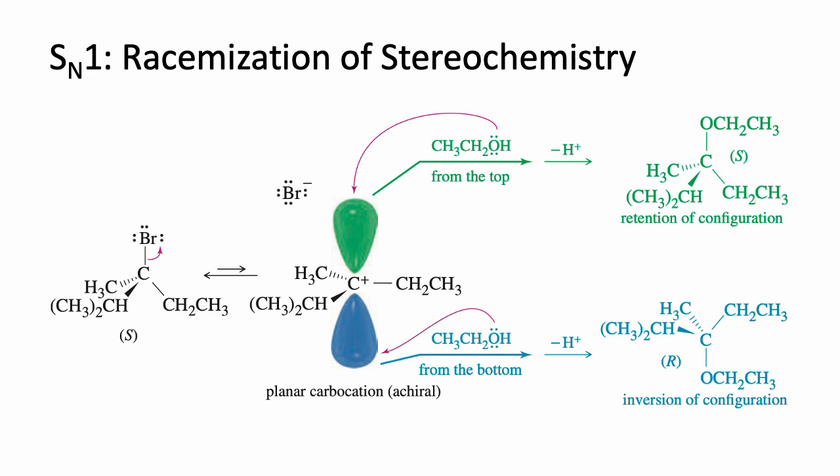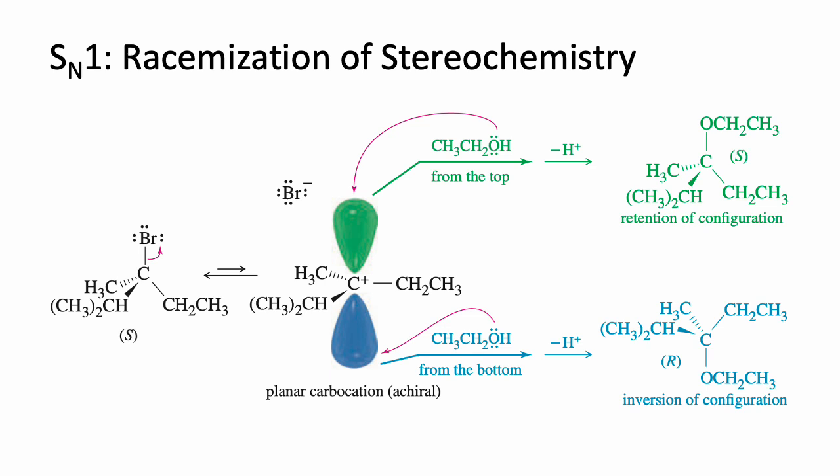We call that retention of configuration. The stereochemistry has been retained. It was not inverted in this case, it was retained. Notice how the stereochemistry of the reactant is an S, and the stereochemistry of the green product is an S. That's because the leaving group and the new bond between C and O are both on the same side of the molecule. So that does not change the stereochemistry of that compound.